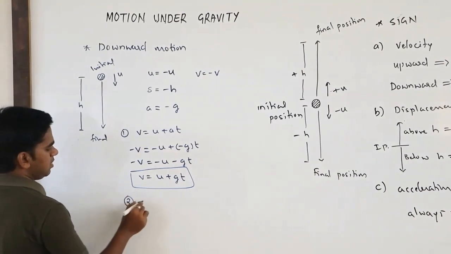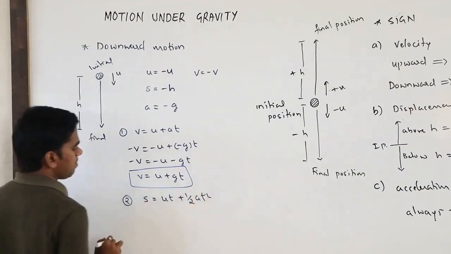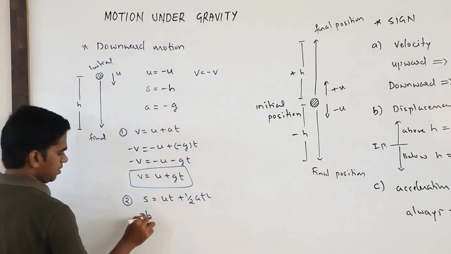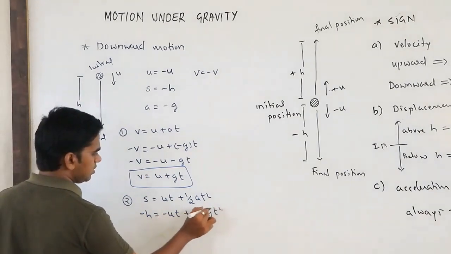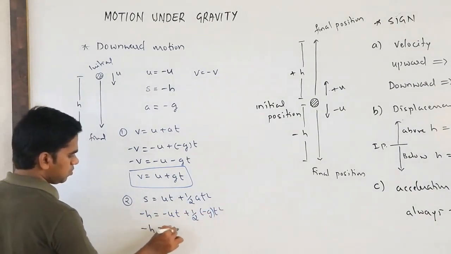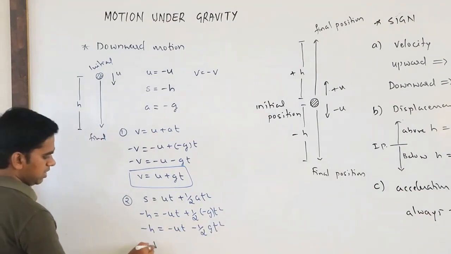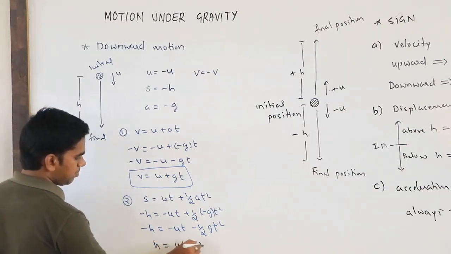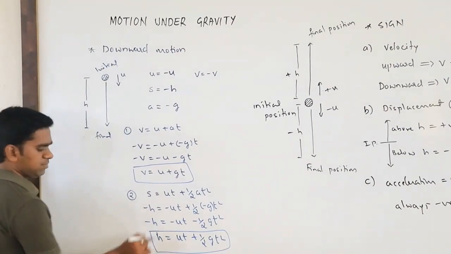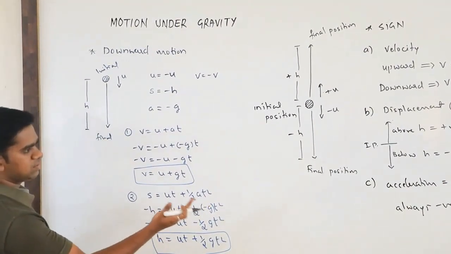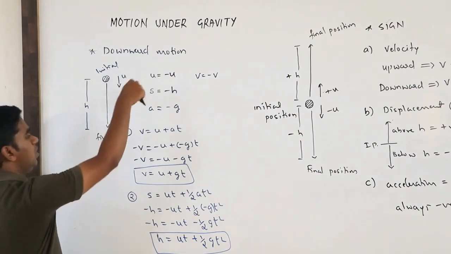Second equation, S equals to UT plus half AT square. S is minus H, minus UT plus half minus GT square. So minus H equals to minus UT minus half GT square. All negatives you can remove, it will become H equals to UT plus half GT square. This is going to be our second equation. Again, there it was H equals to UT minus half GT square, here it is H equals to UT plus half GT square for downward motion.